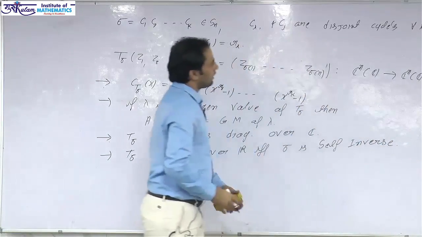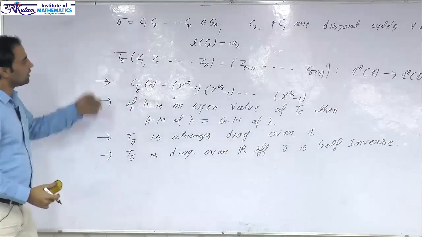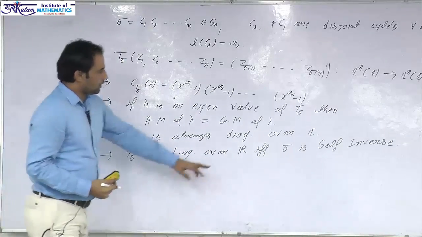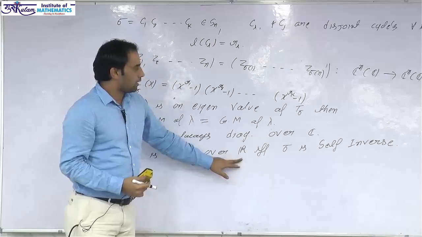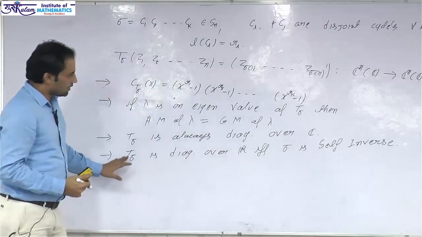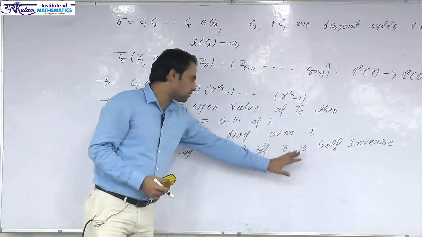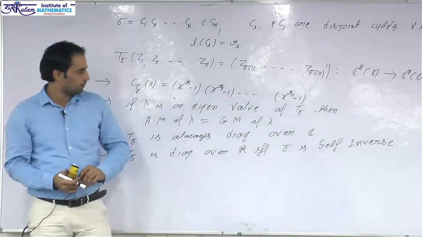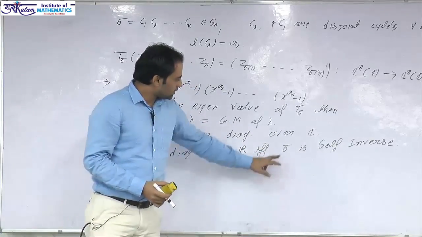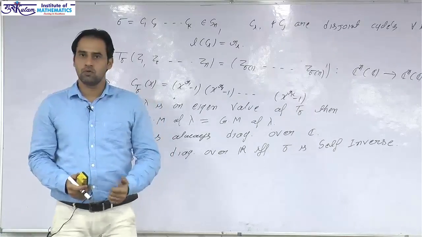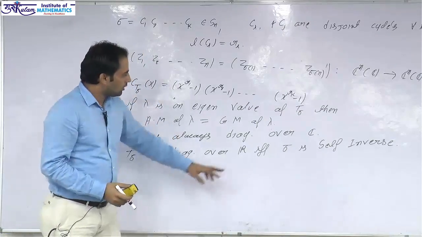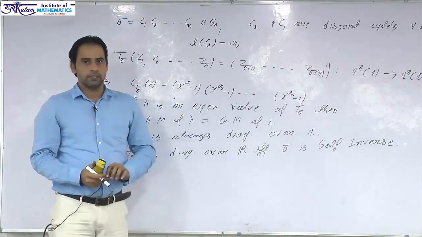So if you want to check the diagonalizability of this operator over the real field or any subfield of R, then this operator is diagonalizable if and only if this sigma is self-inverse. That is, this sigma is either of order 2 or it is an identity operator.